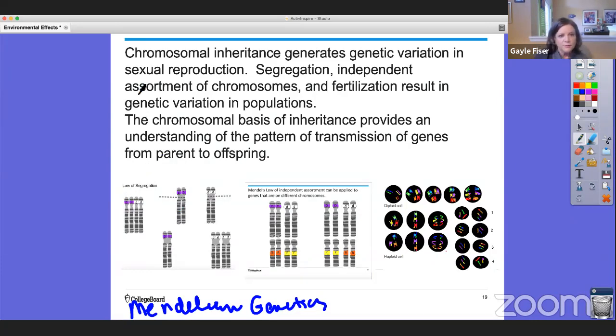Anyway, so look, chromosomal inheritance generates genetic variation in sexual reproduction. Segregation, independent assortment of chromosomes, and fertilization result in genetic variation in populations. The chromosomal basis of inheritance provides an understanding of the pattern of transmission of genes from the parent to the offspring. So if you remember, we talked about the law of segregation, and we had a big D here and a little d here, and this little d would never be expressed as long as it's with that big D.